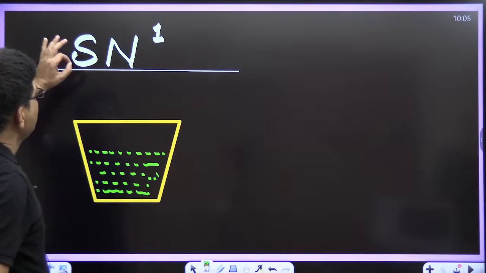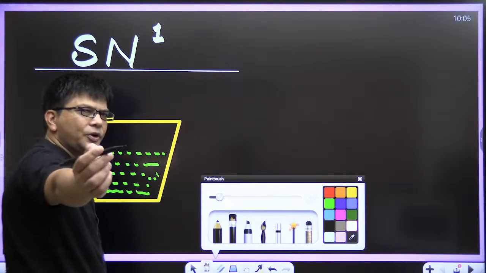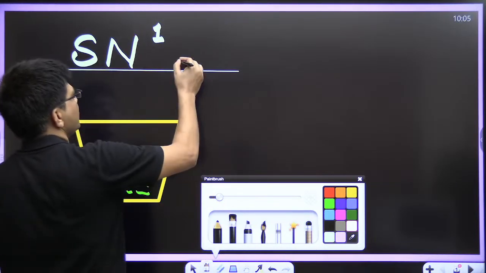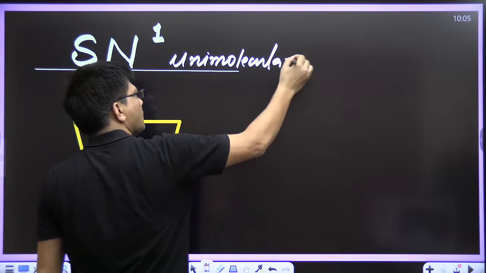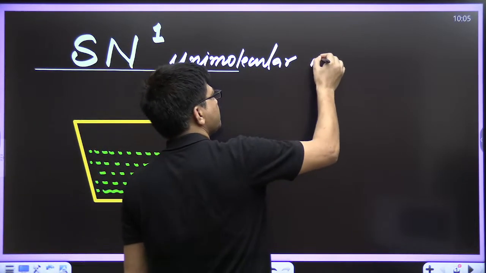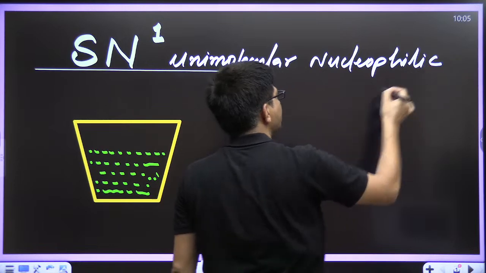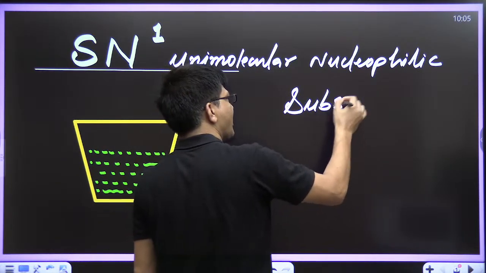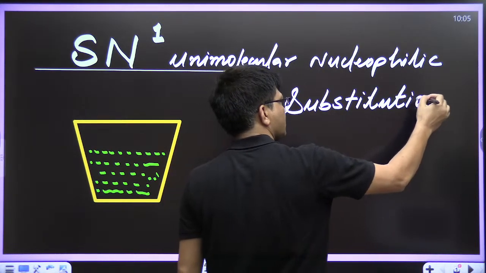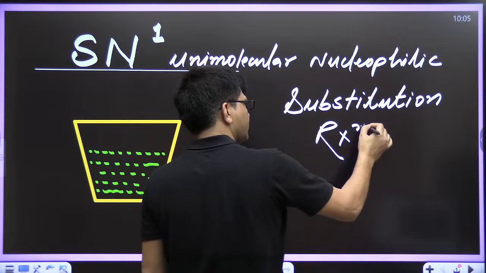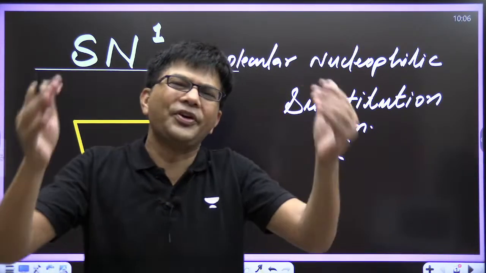Now, first of all, let me write down the full form of SN1. What is the full form of SN1? Everyone, you must be knowing it. 1 means unimolecular. N means nucleophilic. And S means substitution reaction. It is written everywhere: unimolecular nucleophilic substitution reaction.